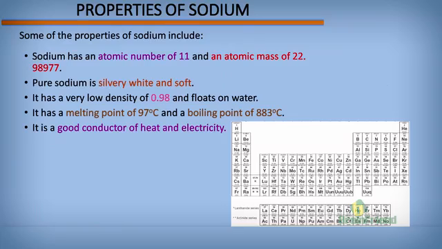Now, we'll be looking at properties of sodium. Sodium as a metal. What are some of its properties? Now, sodium on the periodic table is found here, okay? It has an atomic number of 11, okay?